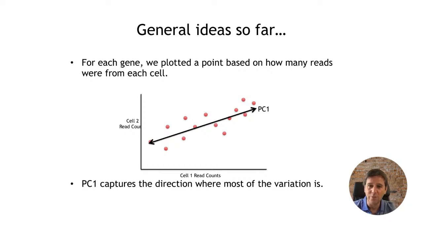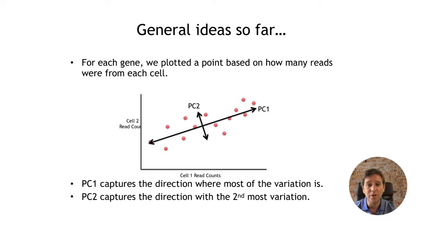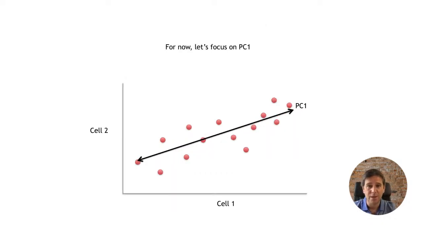PC1 captures the direction where there's the most variance. PC2 captures the direction with the second most variation in the data. So for now, let's just focus on the first one, PC1. We'll come back to PC2 in a moment.